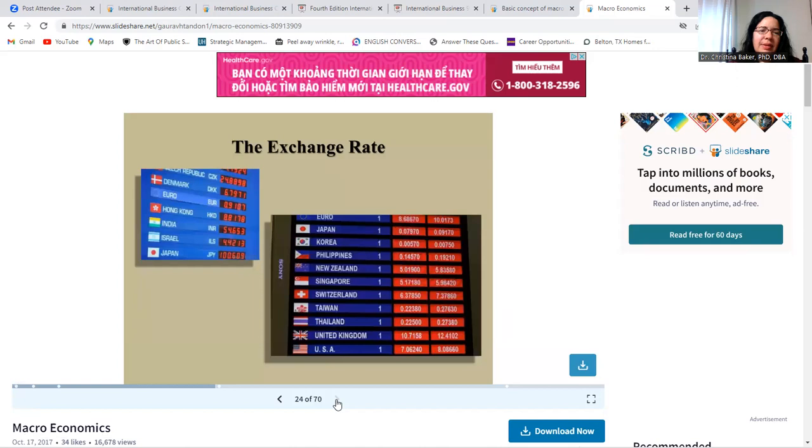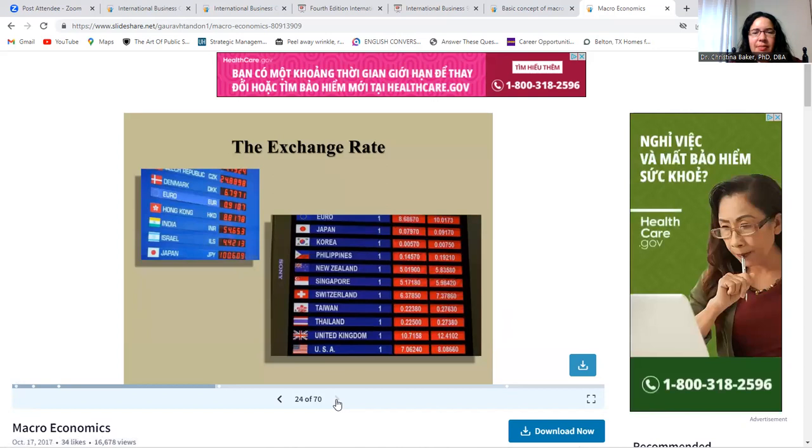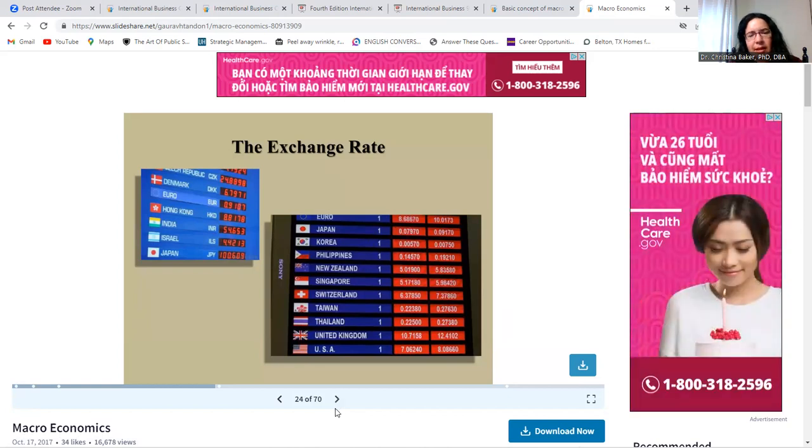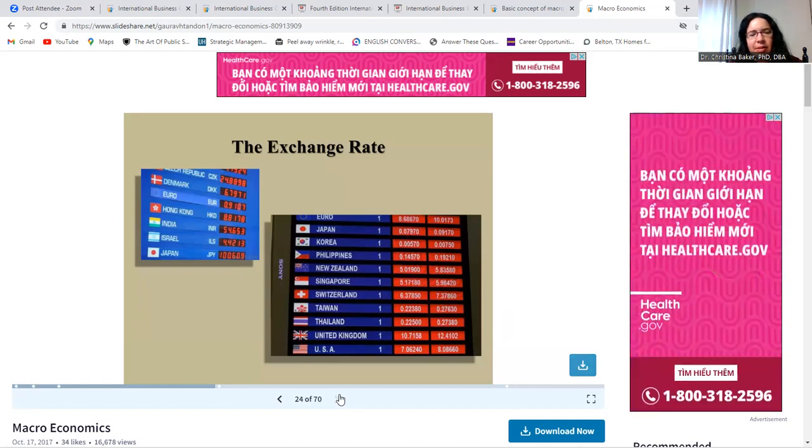Here are exchange rates. We can see Czech Republic, Denmark, Euro, Hong Kong, India, Israel, Japan. And the next one you see Euro, Japan, Korea, Philippines. New Zealand, Singapore, Switzerland, Taiwan, Thailand, United Kingdom, and USA.